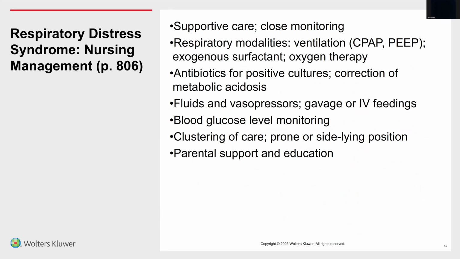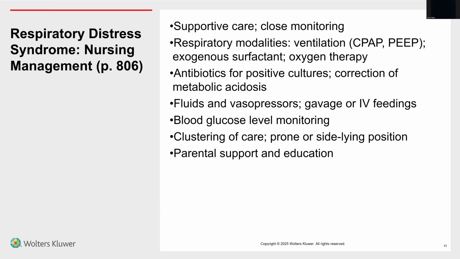So we need to provide supportive care and close monitoring. These babies will get ventilation through CPAP or PEEP, or they may even be intubated. If they are preterm or there's any suspicion that they don't have enough surfactant, they're going to get exogenous surfactant. So even if they are going to get CPAP, they're going to get intubated just to get the surfactant. And then we'll monitor the baby, and then they'll start CPAP. And of course, oxygen therapy.